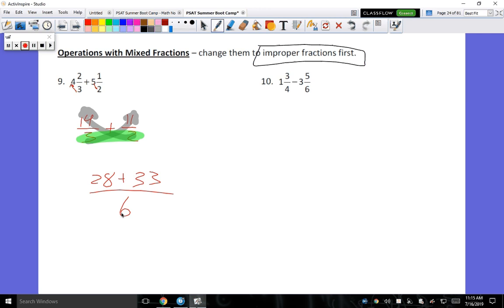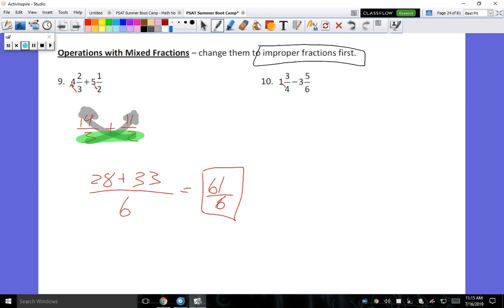So adding 28 and 33, we get what? Say again? 61? No worries. 61 over 6, and that doesn't reduce. Okay? Let's do this one.